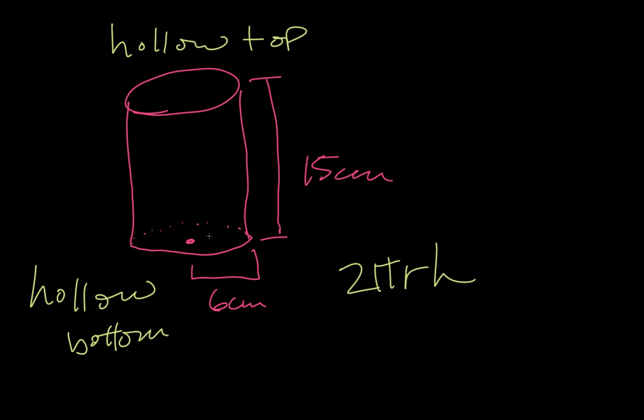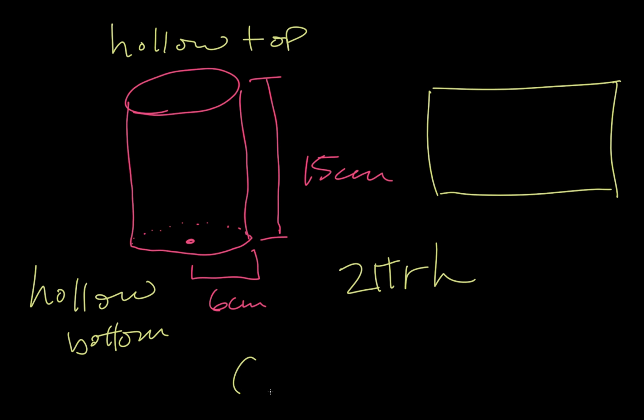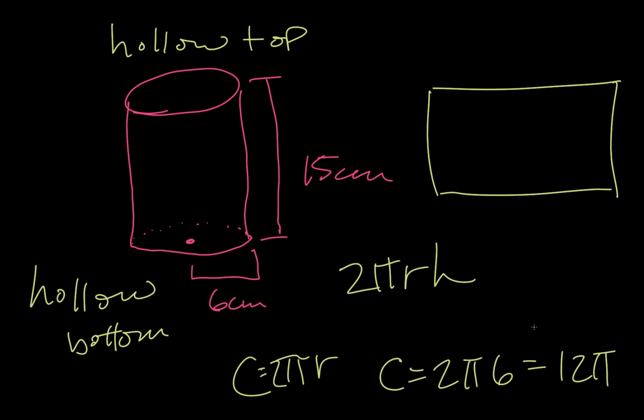The way we figure that out is we need to essentially think of it like a rectangle. And this is just the circumference of that circle. So circumference is 2 pi r. And if we plug in a 6, the circumference is 2 pi 6, or 12 pi. We just lay it out like a rectangle, and the height is just our height.